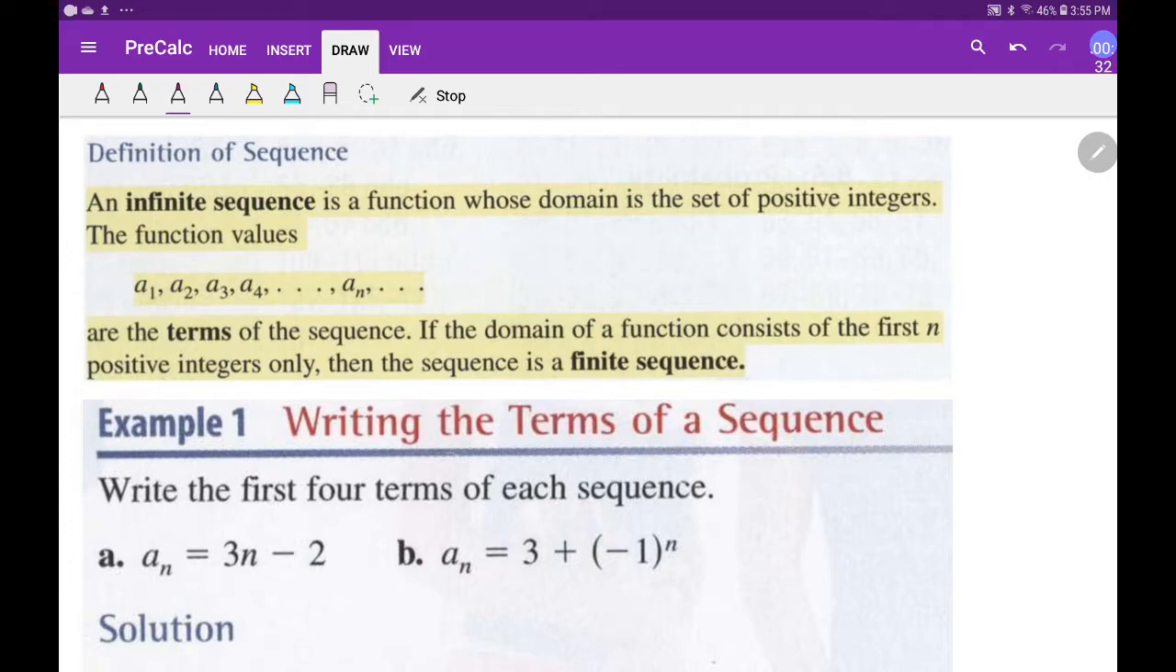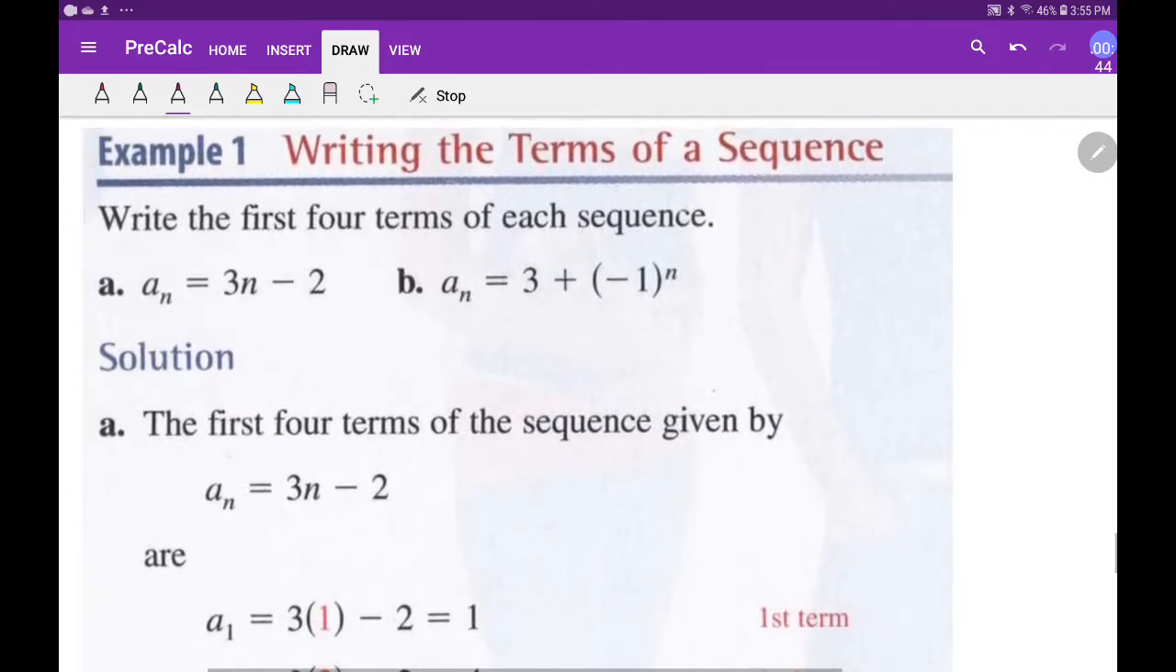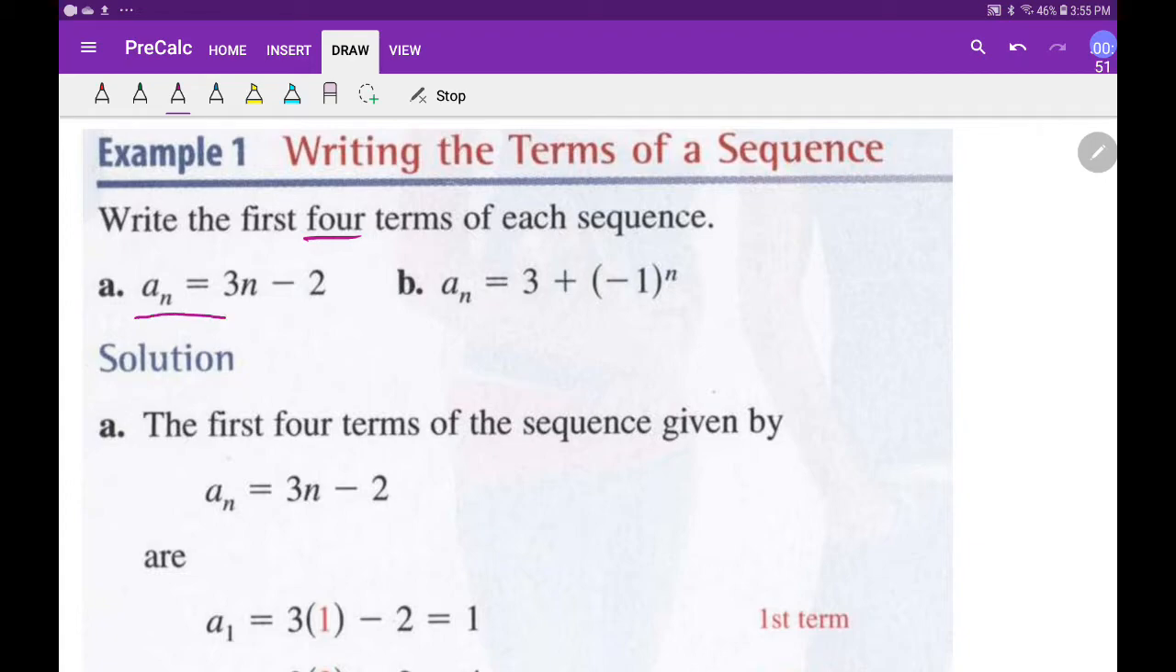If the domain of a function consists of the first n positive integers only, if I cut it off somewhere, then it's finite. But otherwise, it goes on forever. So in this case, we're going to limit it to the first 4 terms, so it's a finite sequence. And again, there's an equal sign in my formula here for telling me what the terms are, but I'm just going to list out the terms. I'm not saying something's equal. I'm just listing. I'm creating a list.